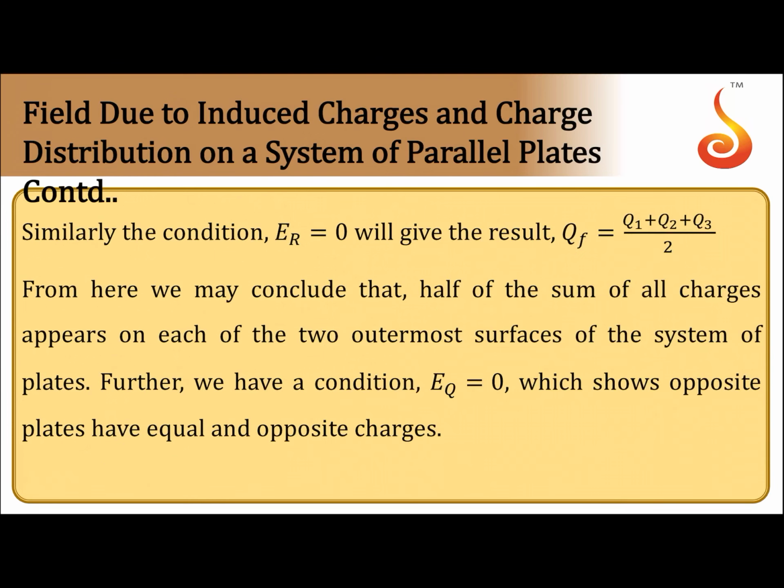Similarly, if you take the condition that the field on surface R is equal to 0, then that will give you the result qf is equal to (q1 plus q2 plus q3) by 2. That means if you consider the outermost surfaces of the system of plates, then the charge on the outermost surfaces is half of the total charge on the system, right? Half of the total charge on the system.